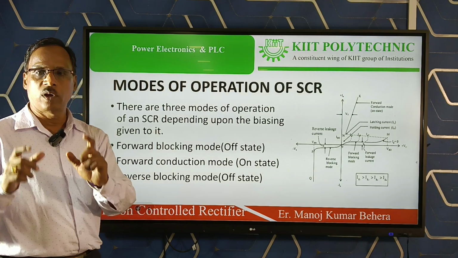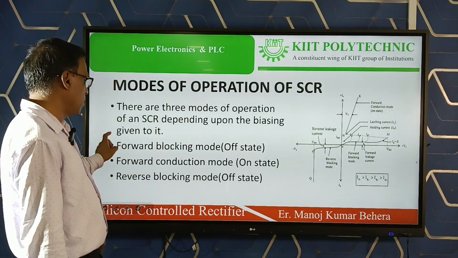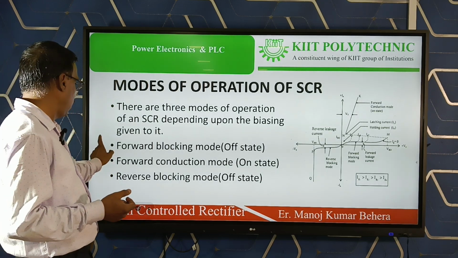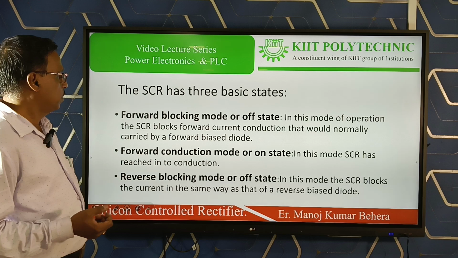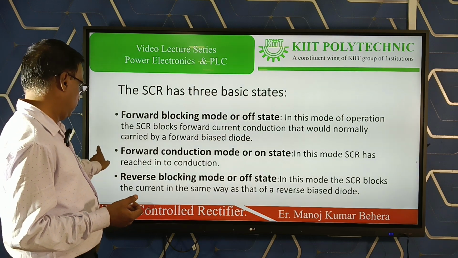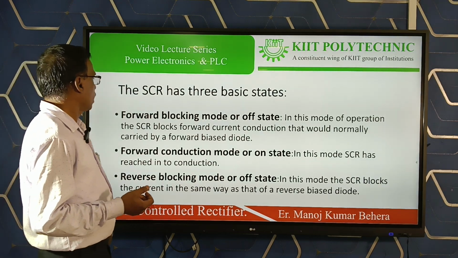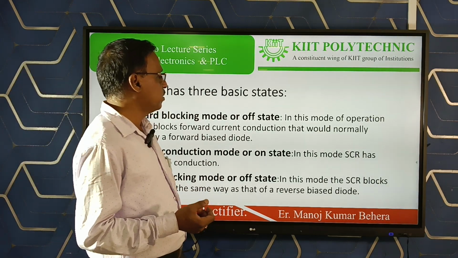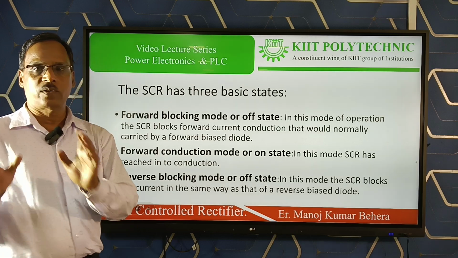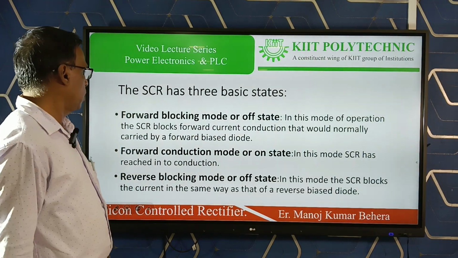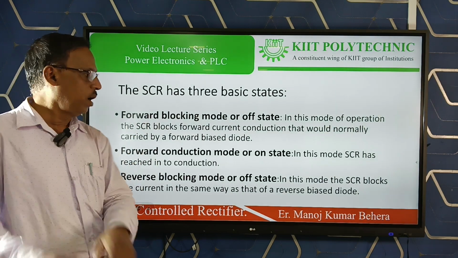First we will discuss about the forward blocking mode, next we will discuss forward conduction mode, and reverse blocking mode. So what is forward blocking mode? In this mode of operation, SCR blocks the current, no current is flowing through the SCR. So it remains in off state.